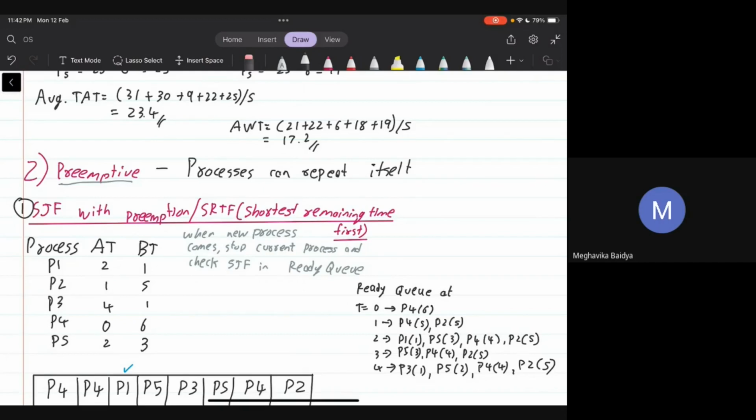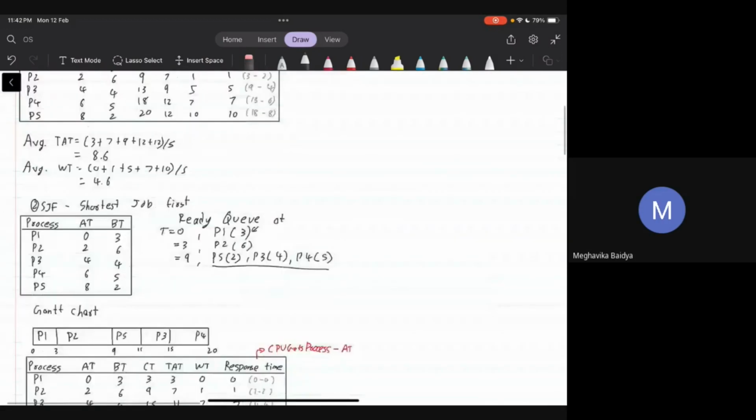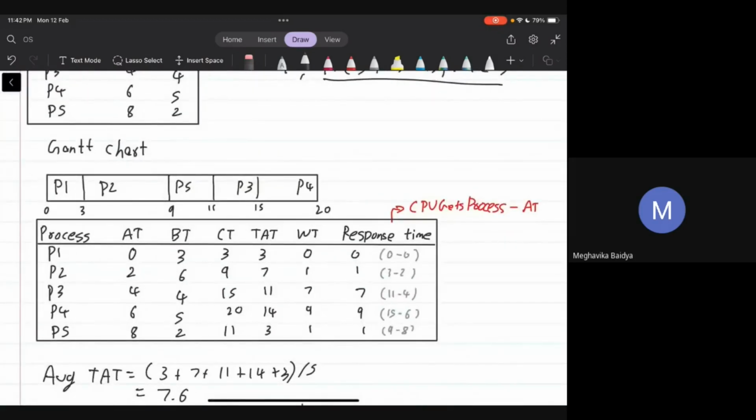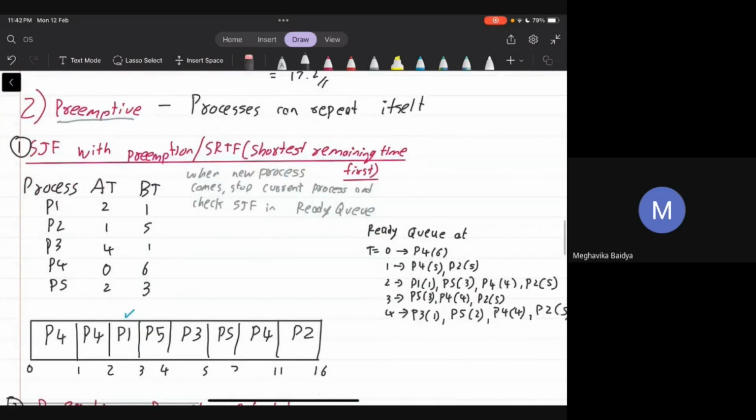So if you see in the earlier ones, for example, SJF and FCFS, and in the priority one, none of the processes are getting repeated. But when you see in the preemptive one, they'll get repeated. Let's see this example. This is SJF with preemption, and another name for this is SRTF, which is shortest remaining time first.